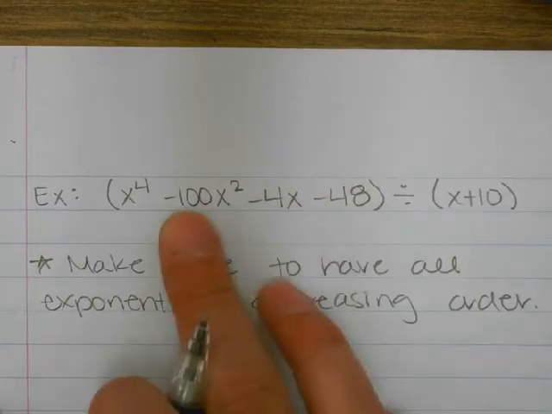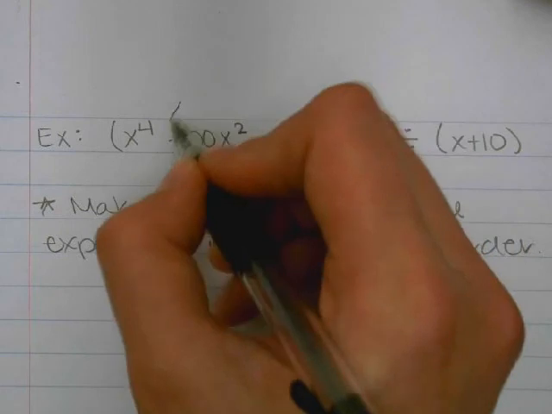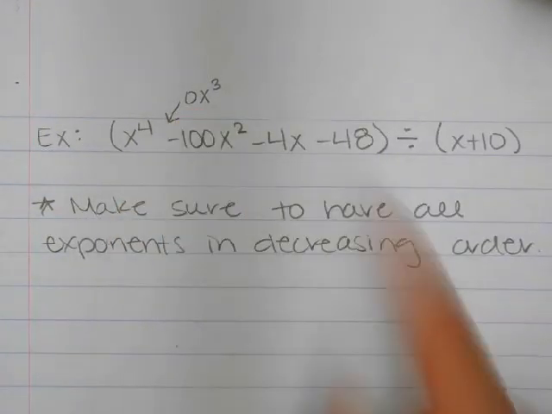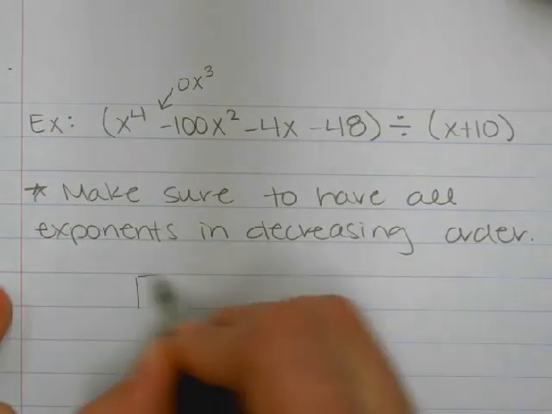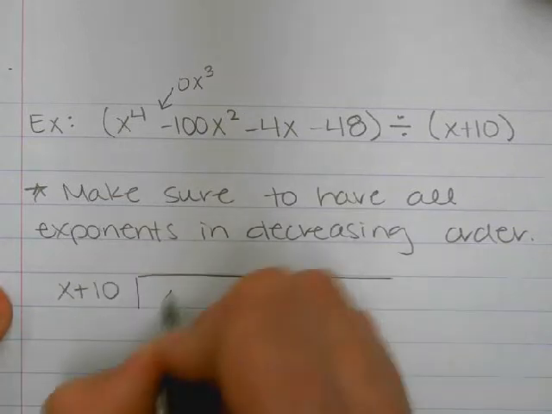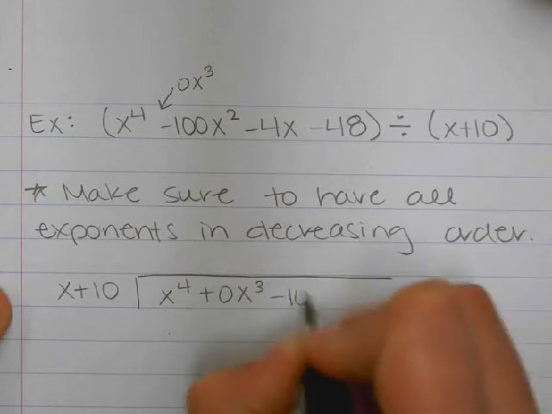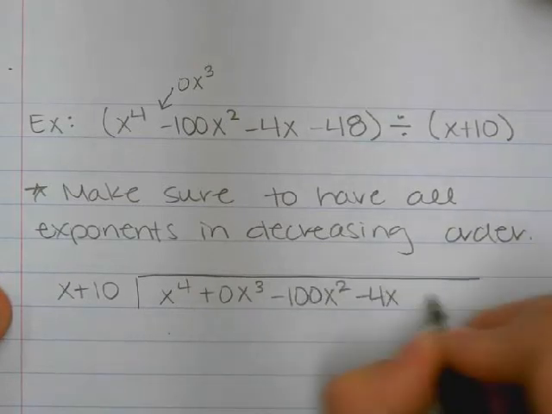But here I've skipped one. The exponent of 3 is not being used. So I have to make sure that when I actually do this long division problem, I put 0x to the third inside the problem. So I'm going to say that I have x plus 10, and this is x to the fourth, plus 0x to the third, minus 100x squared, minus 4x, minus 48.